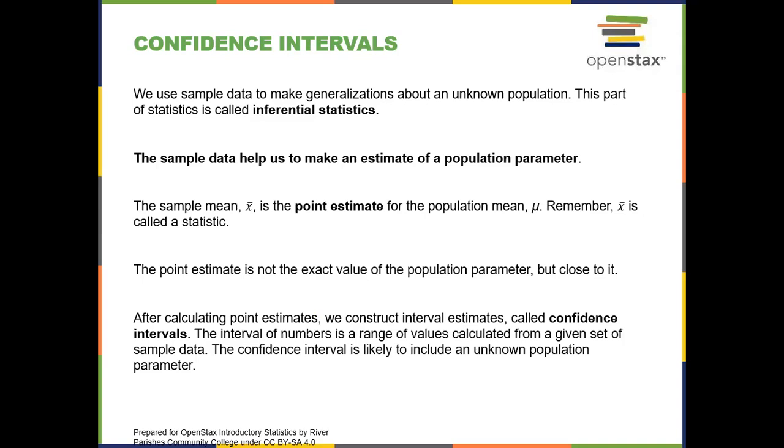After calculating point estimates, we construct interval estimates called confidence intervals. The interval of numbers is a range of values calculated from a given set of sample data. The confidence interval is likely to include an unknown population parameter. What are we saying? We collect a sample and get the sample mean. From the sample mean, we estimate a range of numbers within which most probably the population mean will fall. A range of numbers means an interval with a lower boundary and an upper boundary.